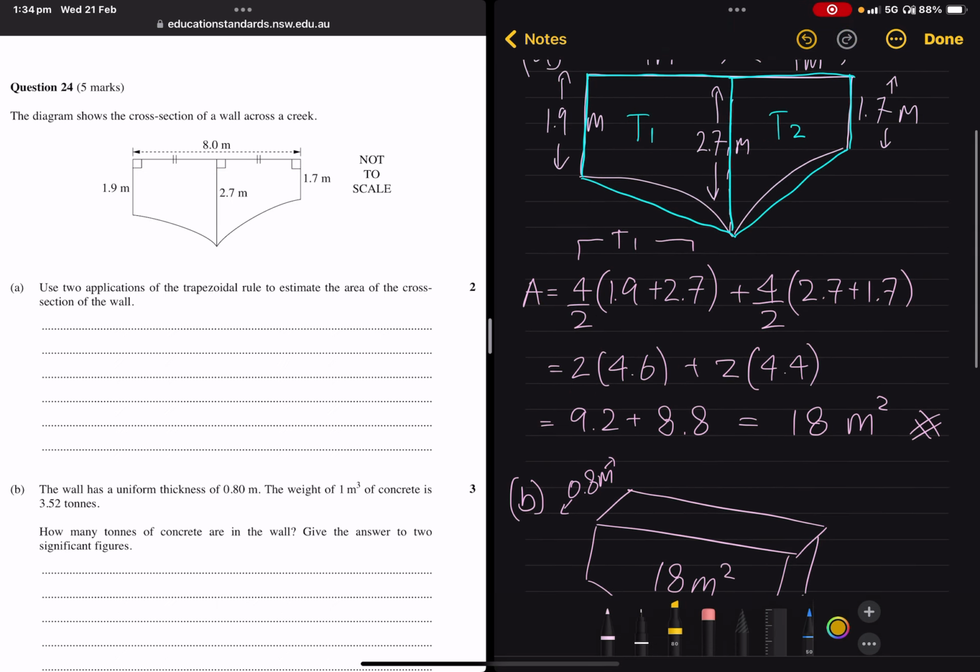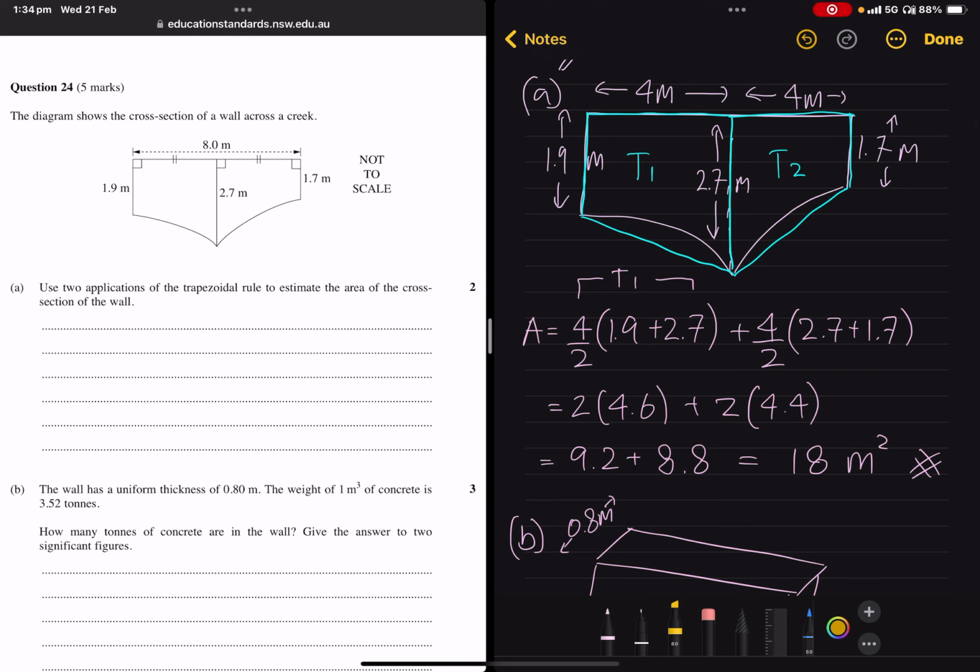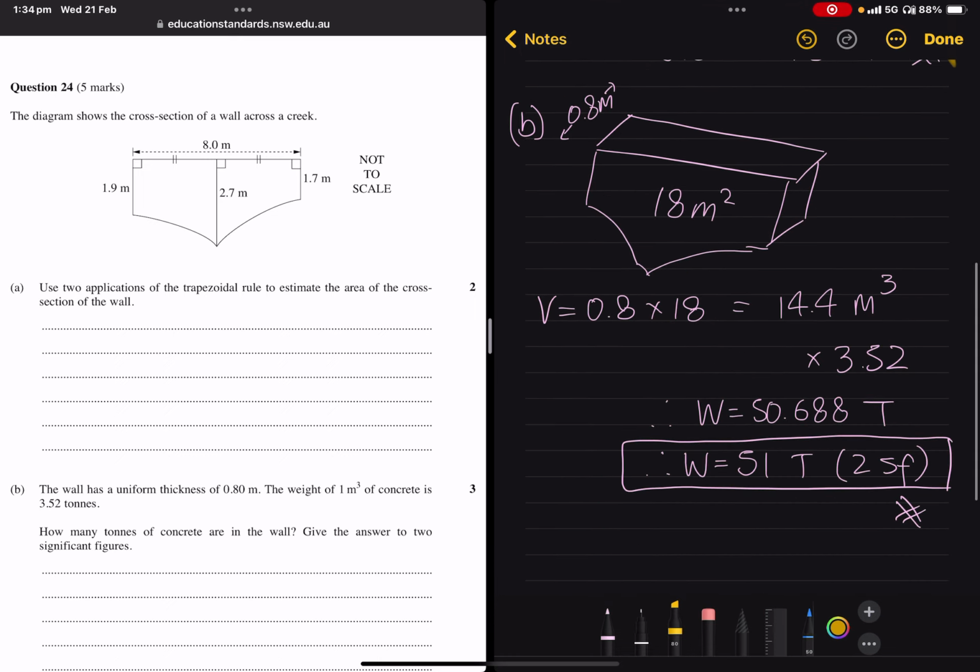So now let's look at the marking. For part A, you get 1 mark for attempting to use the trapezoidal rule, and then you get the second mark for correctly calculating the surface area. For part B, you get 1 mark for providing the volume of the wall or equivalent merit. So if you are able to find the volume, this will get you a mark. You get a second mark for providing the weight of the concrete, unrounded, or some equivalent, and then you get the third mark for providing the correct solution to two significant figures. So there is actually a mark specifically for doing the rounding correctly. It's not uncommon for this to happen in maths exams.